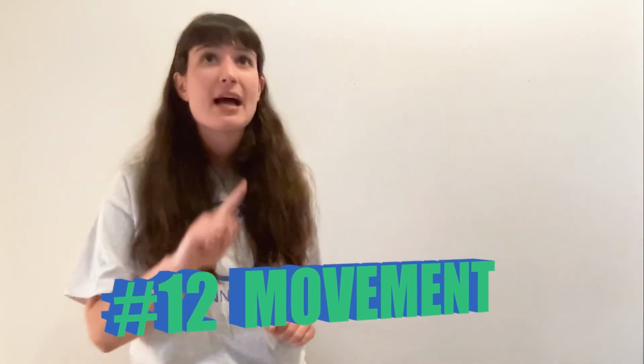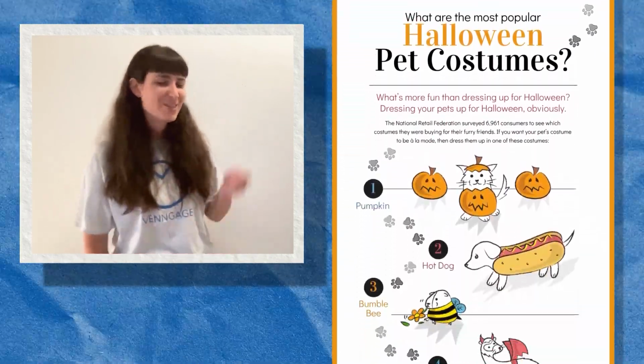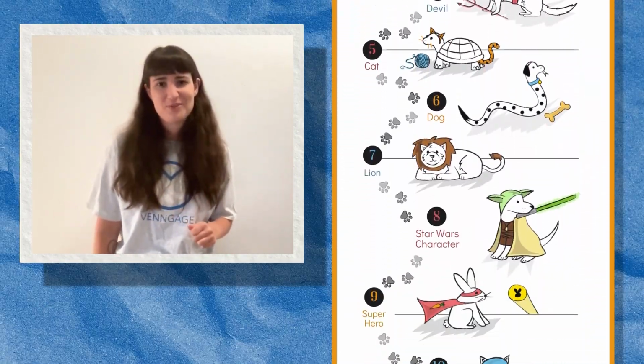Principle number 12, movement. Movement helps the eye flow through a composition. By using principles like hierarchy, repetition, and rhythm, you can create movement that will help the eye shift naturally from one element to the next. You can even use a motif to create obvious movement in the direction you want the reader's eye to flow, like the paw prints in this cute pet costume infographic.